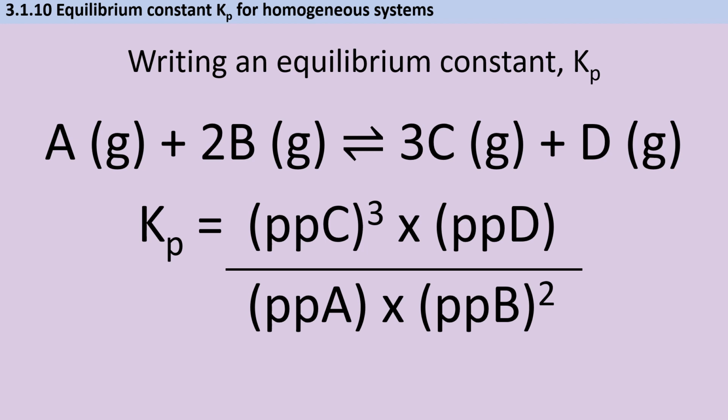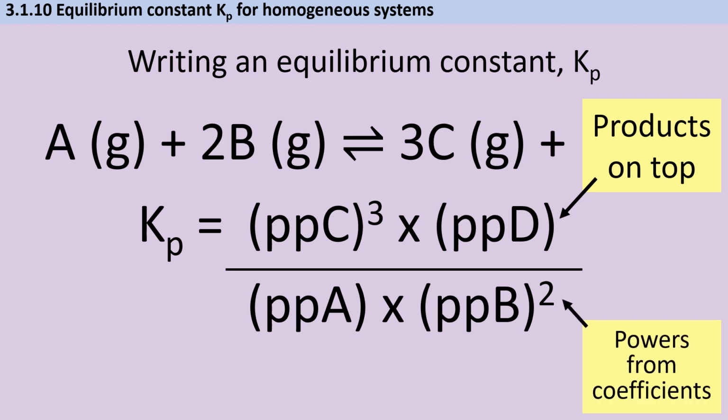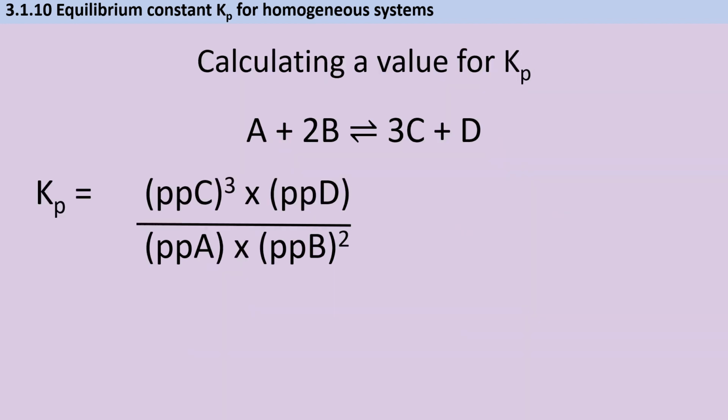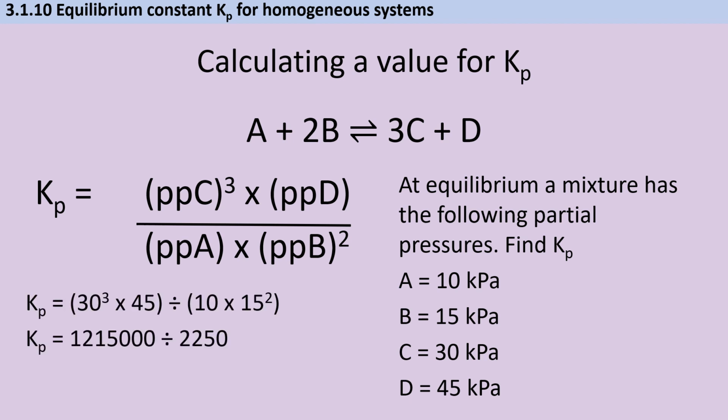Similarly to Kc, we're putting the products on the top of the fraction, and we're also using the coefficients from the symbol equation as the powers. But differently to Kc, we're no longer talking about concentration. So brackets, if you use them, cannot be square, and we also have a p or a pp, and that can be inside or outside of the bracket. The simplest type of Kp question would just give us values for partial pressure and ask us to substitute these in. So we would end up with something like this.